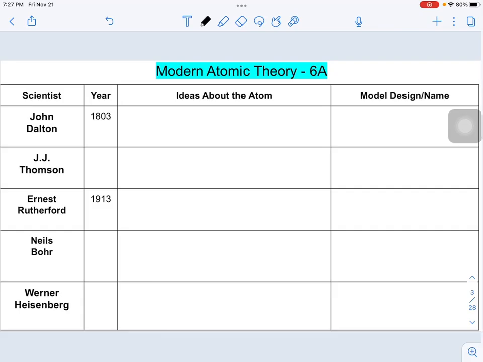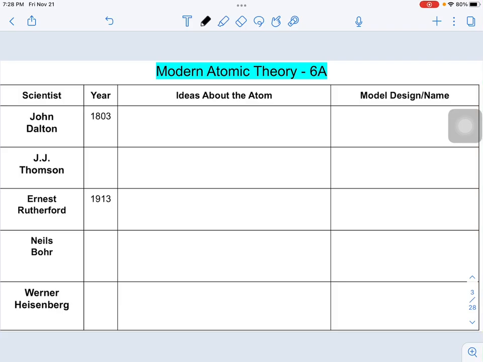The first thing that we learned this year was modern atomic theory. We learned about 5 scientists, we learned about their ideas of the atom, and we learned that their ideas led them to design different atomic models. And the thing that we also learned is that the way that we think about the atom has changed over time. So let's go ahead and talk about the 5 scientists that we learned.